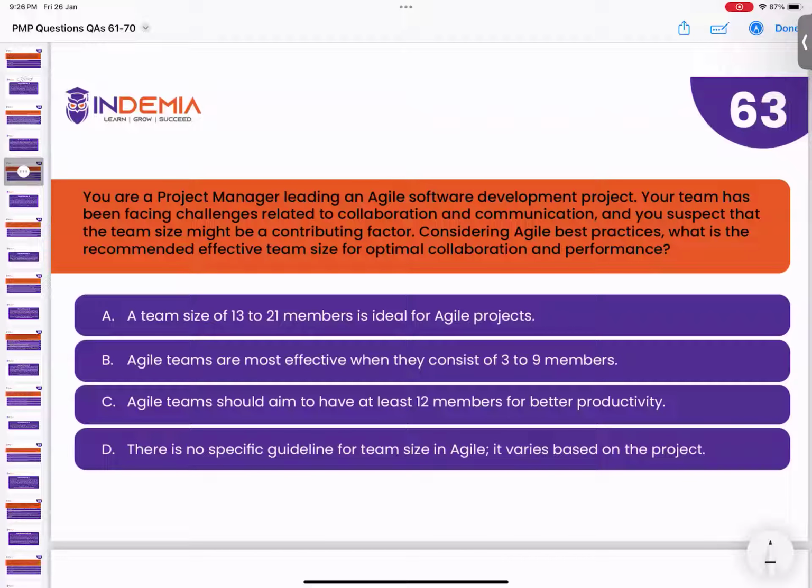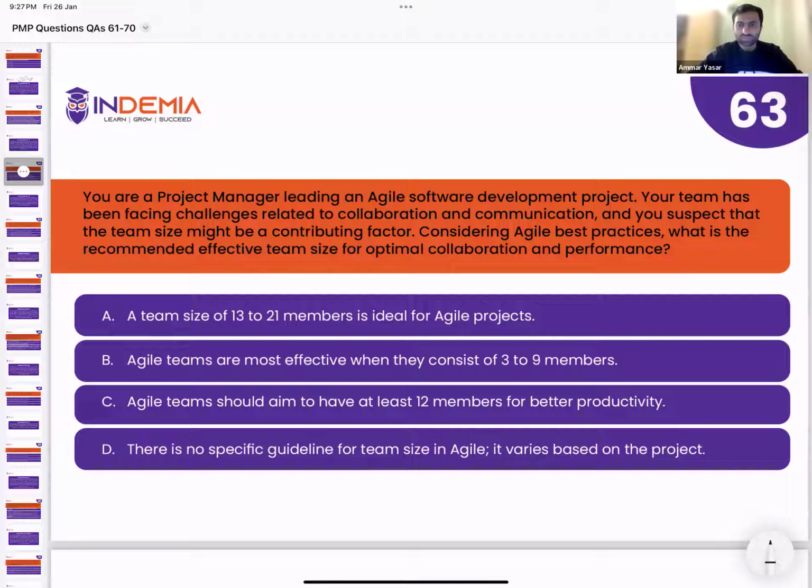Well, for agile teams, it's always best for the teams to be small, rather than large. That's the reason I chose it. 3 to 9 is a sweet spot for agile teams. Right. Amandeep? I believe it depends upon project to project. Like it doesn't mention whether it's a small project or a large project. So that's why I thought there's no specific guidelines for team sizes. That's why I chose D.